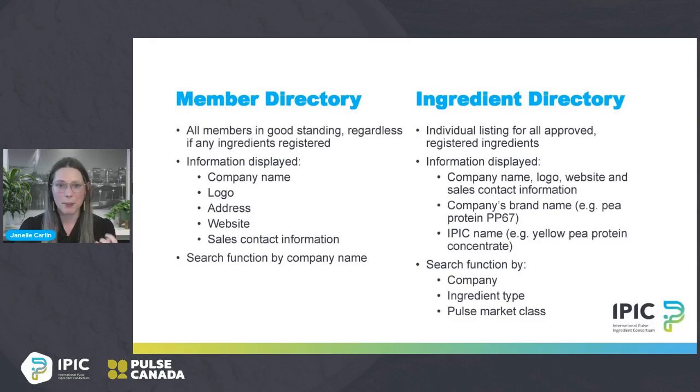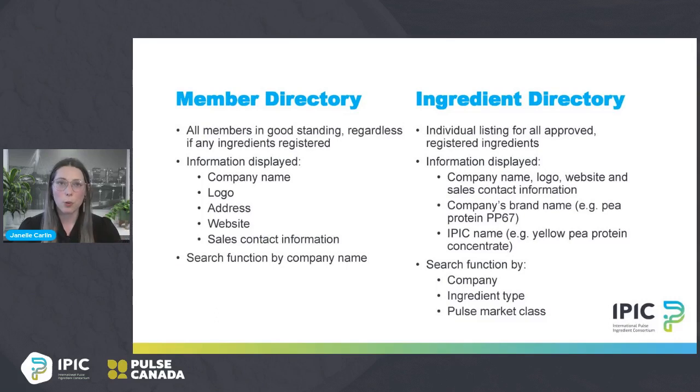So here I have an example of pea protein PP67, where you don't necessarily know if that's a pea protein isolate, a concentrate, if it's been additionally processed. So alongside that brand name, it'll also indicate that IPIC name, where here, that's actually a yellow pea protein concentrate.